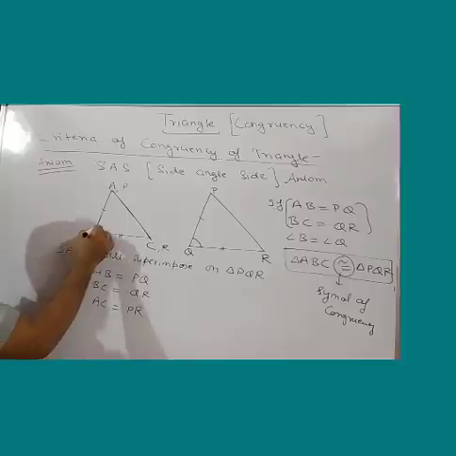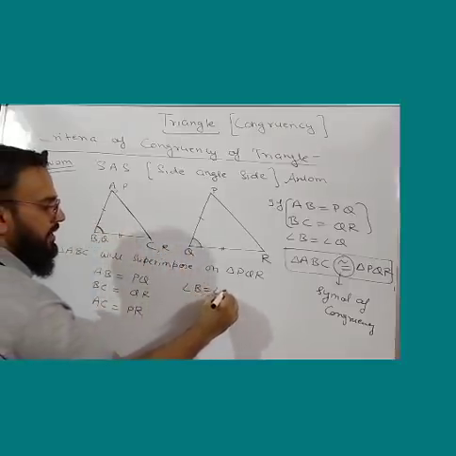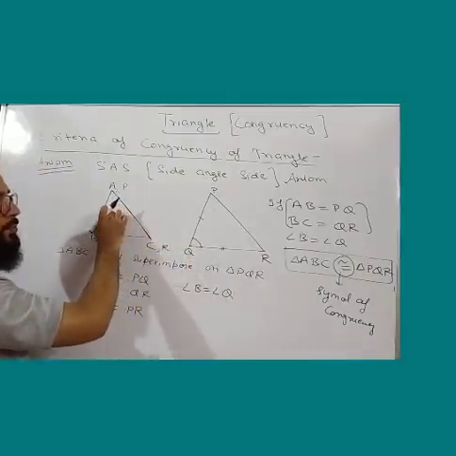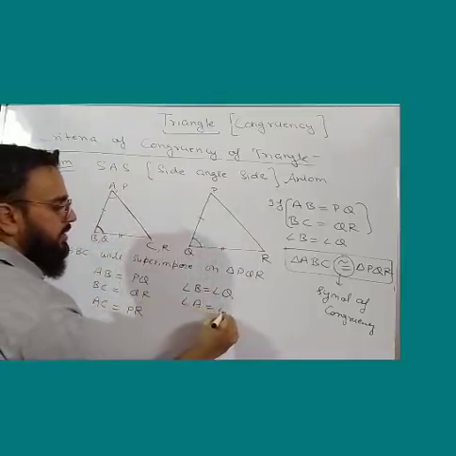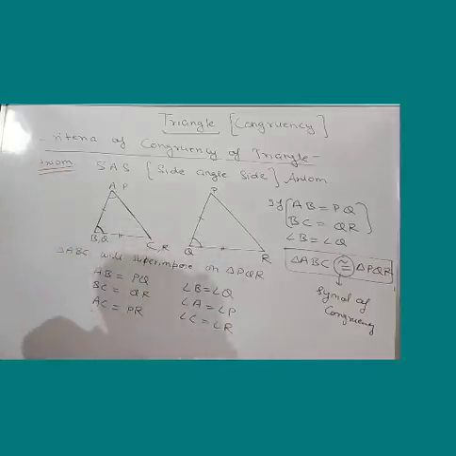Similarly, this angle B was equal to angle Q. This was given. Angle B is equal to angle Q. But when both the triangles are superimposing, it means angle A will be equal to angle P. Angle A is equal to angle P, and angle C will be equal to angle R.